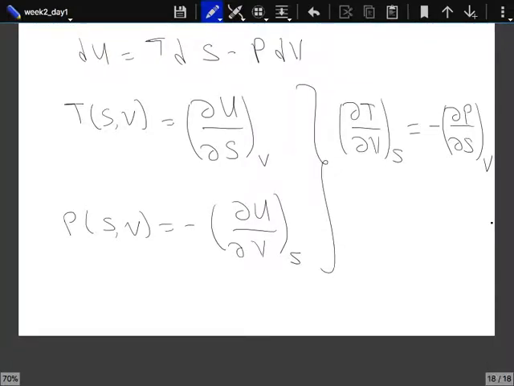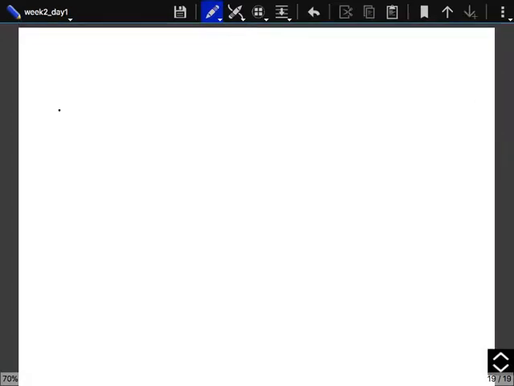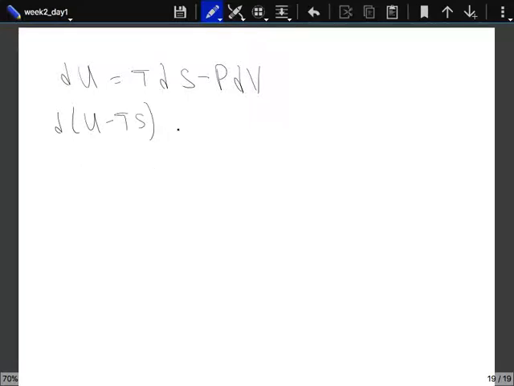Well, I can basically do similar tricks for other variables. For example, I know that dU is equal to TdS minus PdV. Well, let me just look at d(U minus TS). This is minus SdT minus PdV. This is most of the time called F. This should be the Helmholtz free energy.